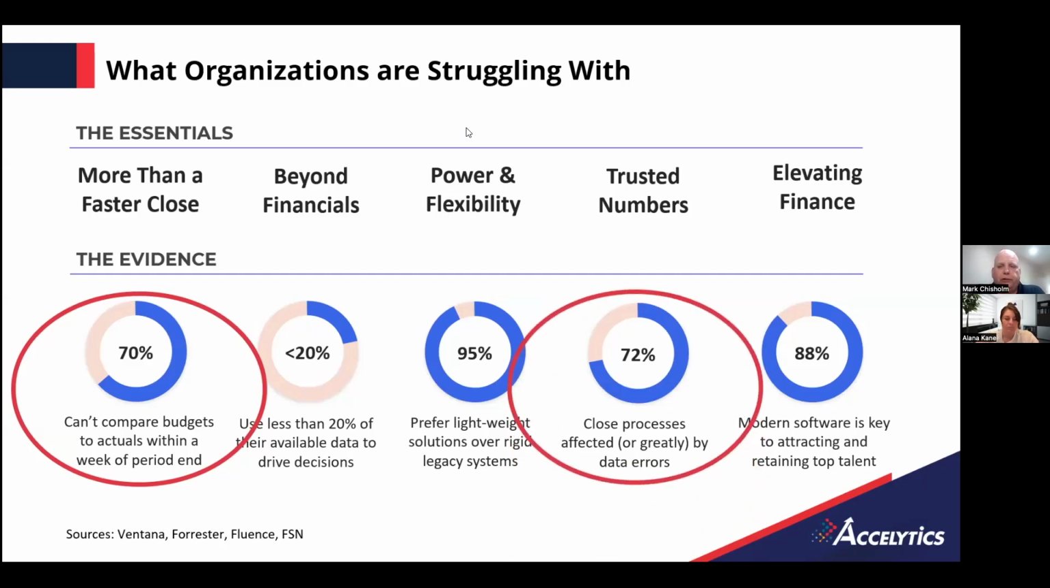72% of organizations say the close process is affected or greatly affected by data errors. Well, that speaks to what I was saying earlier about the more Excel you have in your process, either to compensate for a legacy technical solution that people have forgotten how to use or don't know how to use, and they rely on Excel, or they're not using anything at all and they use Excel to do that.